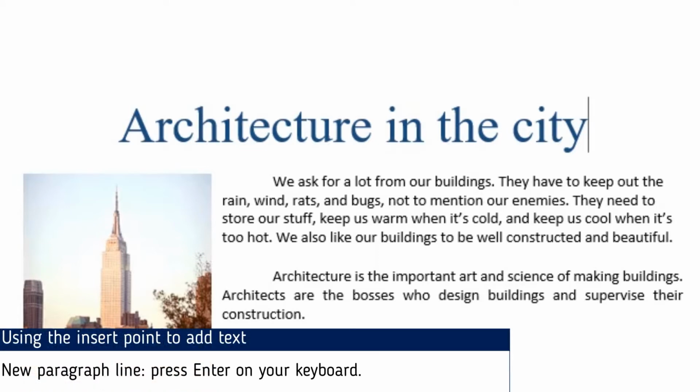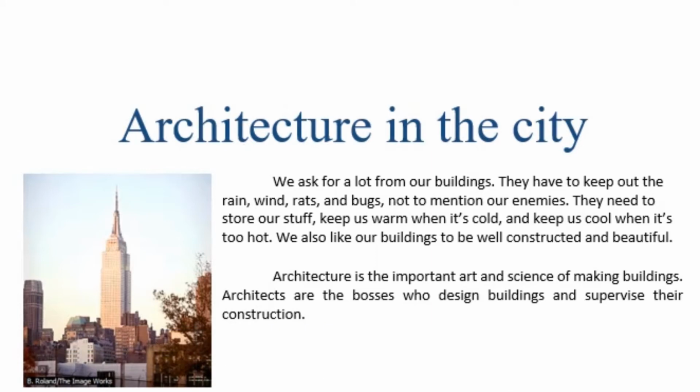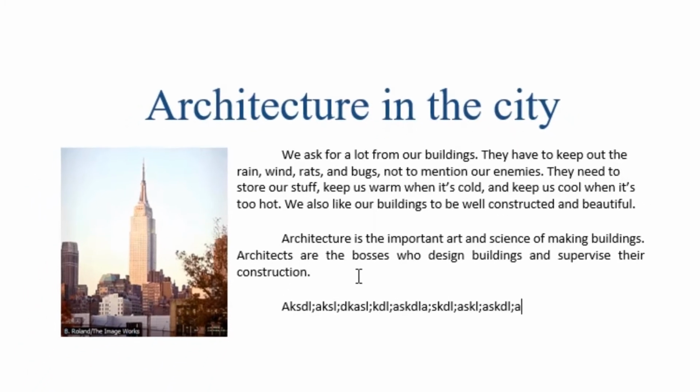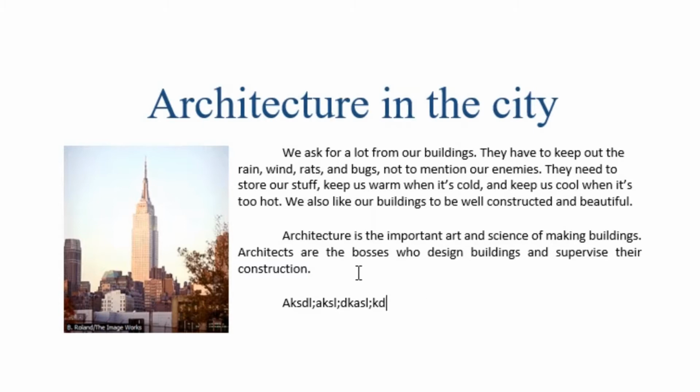So the third one is a new paragraph line. The paragraph line is the one that moves the insertion point to the next line. So press Enter on your keyboard. As you can see, whenever I click Enter, it creates a whole new line. So what if I put something over here? For example, I'm just going to type random letters. As you can see, whenever I press Enter, it adds a new line.